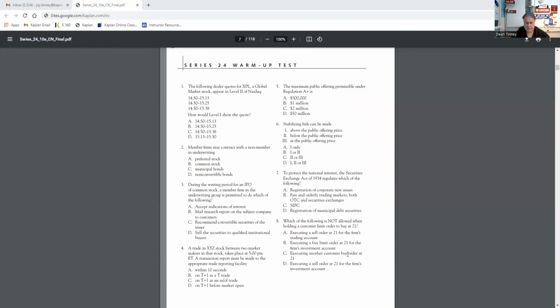Stabilizing bids, very testable. A stabilizing bid is a legal form of pegging. I have a lecture on this in the Series 24 playlist. This is for firm commitment underwritings. Only one syndicate member can do this. Sometimes we refer to them as the stabilization agent. It has to be in the prospectus.